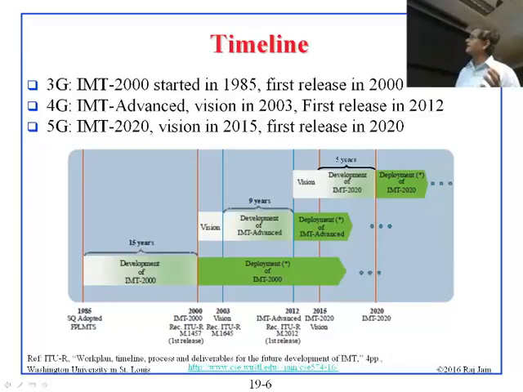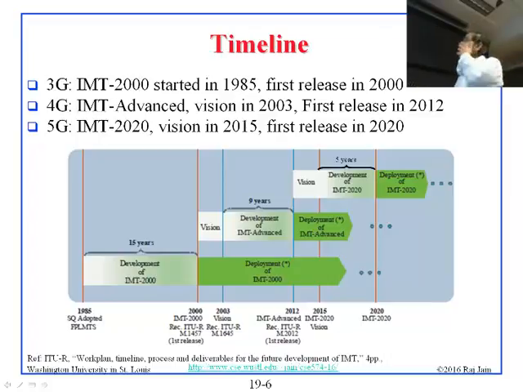So, I mean, basically the vision came out in 3. This is the vision document that we saw a minute ago. That was not the requirement document. So the vision document came out in 2003. And final basically happened in 2012. And now the deployment is going on of the IMT advanced.